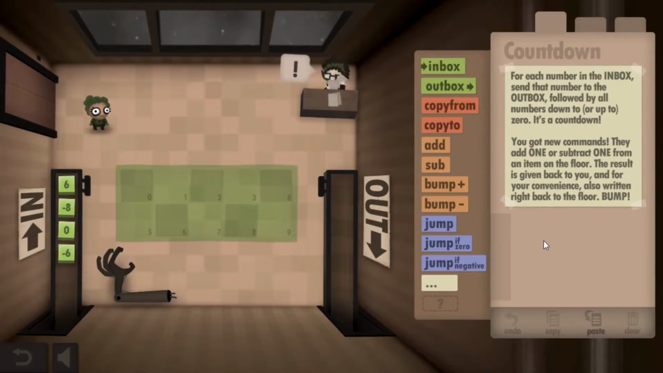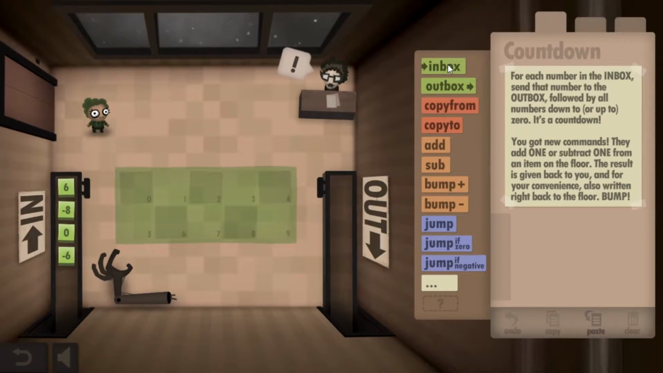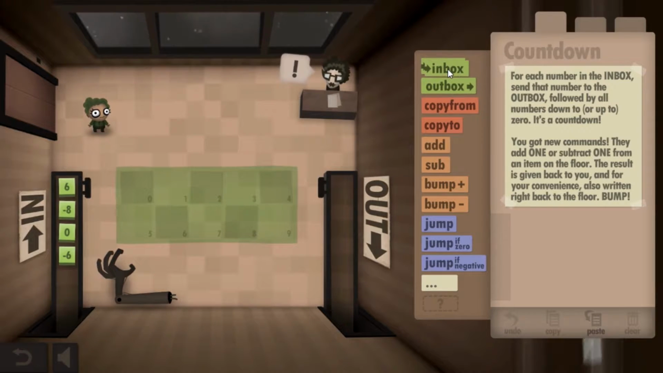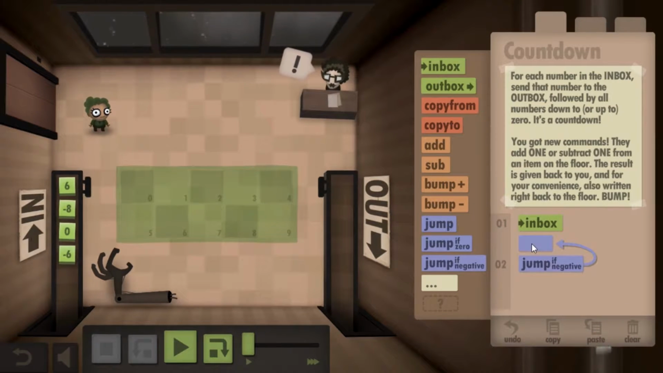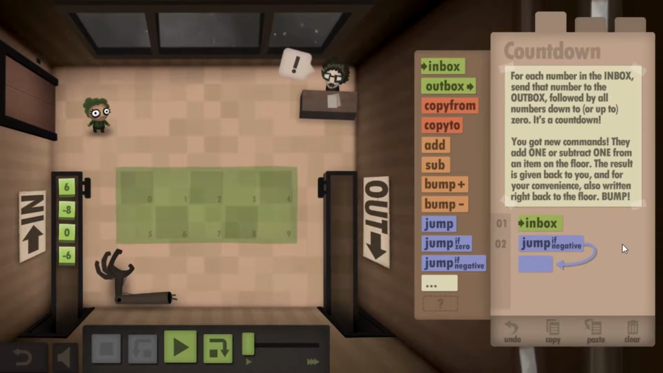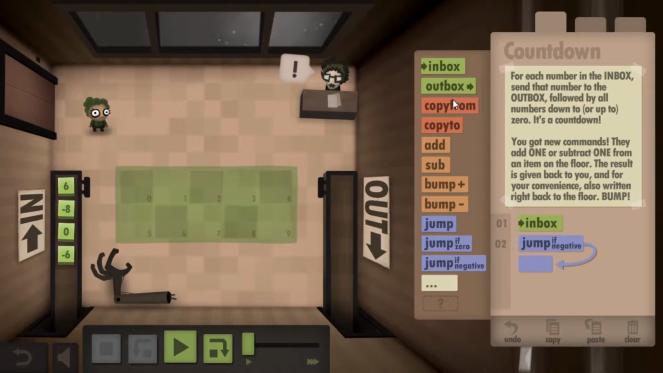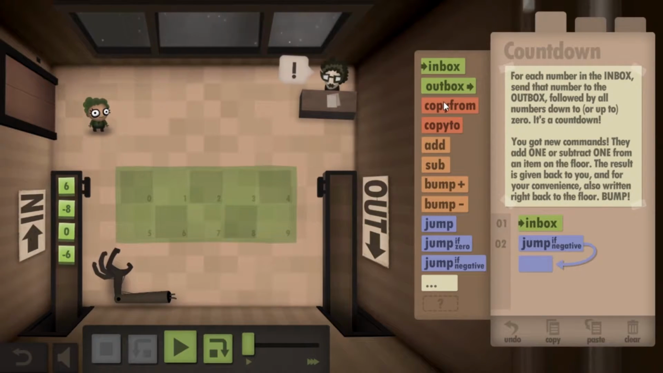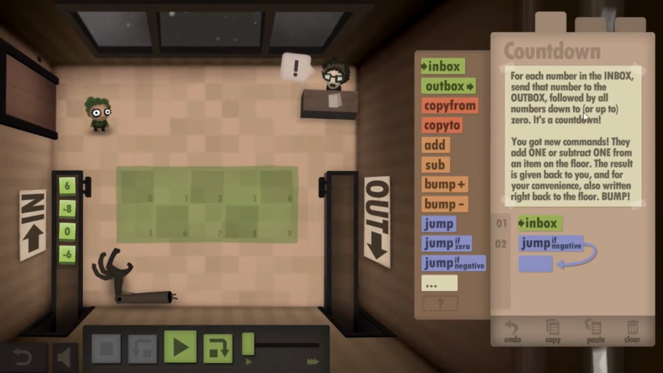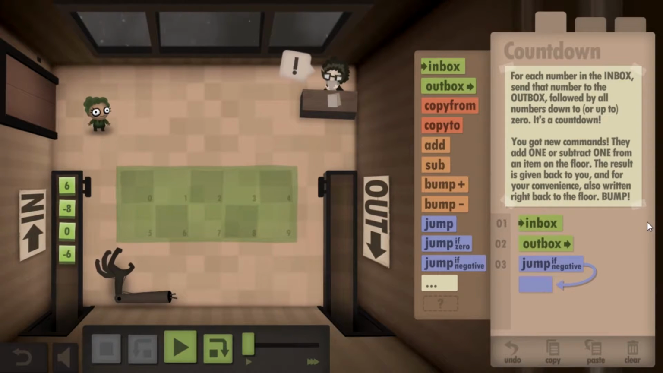Okay, so I want to do things. I guess I have to start out with checking if it's negative. Regardless, I should put it in... Let's see, do I include 0? I think I include 0. It's not very clear about that, actually. Down to 0 means I include 0. So I'll put that in the outbox regardless.